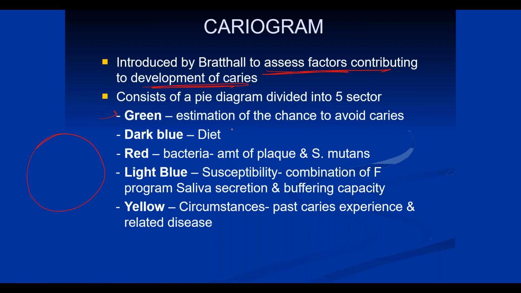The green color gives the estimation of the chance to avoid caries. Dark blue color says that diet should be controlled. Red color says that there is bacteria involved. Light blue color is susceptibility, a combination of fluoride program, saliva secretion and buffering capacity. And yellow is circumstances like your past caries experience or related disease if any present.